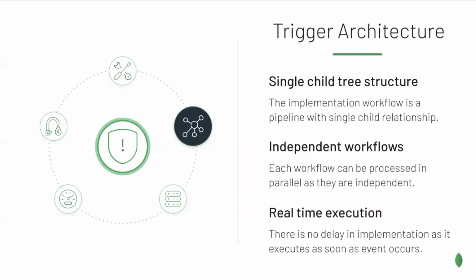Now, what does a traditional architecture look like? The traditional architecture is a single tree structure, as we looked at before, that has a single change event taking place, and the whole pipeline goes around. Now, these workflows are independent and can run in parallel. There is real-time execution, so there is no delay as to when the task will be executed. It can be executed as soon as the trigger fires, and it can complete as soon as possible.